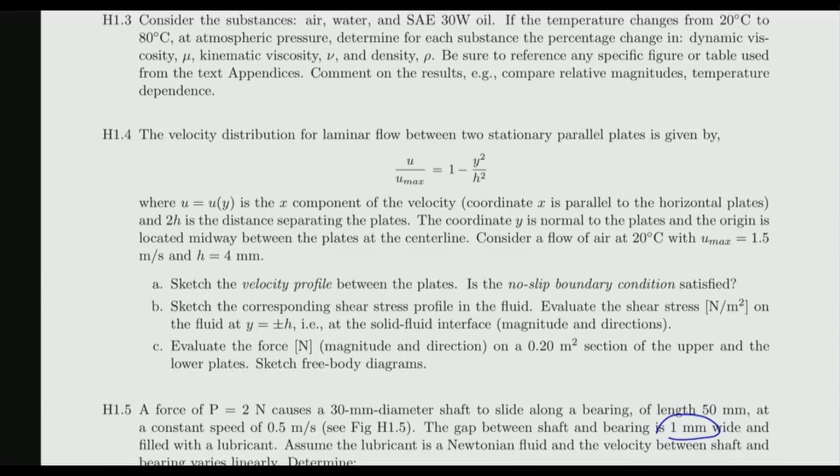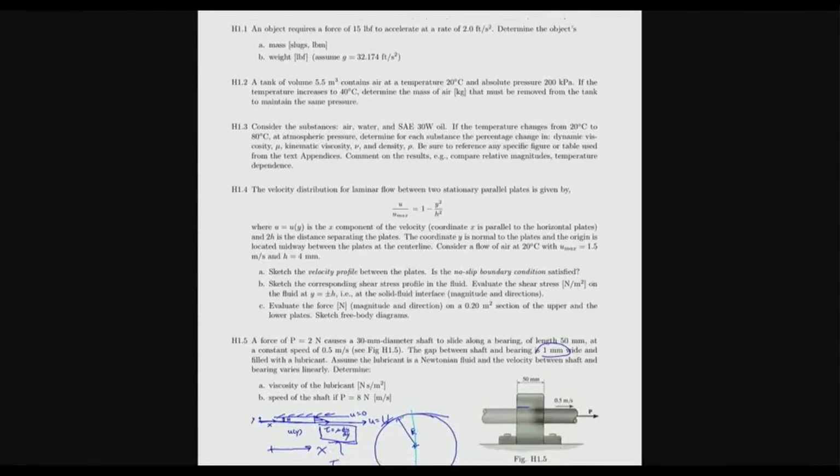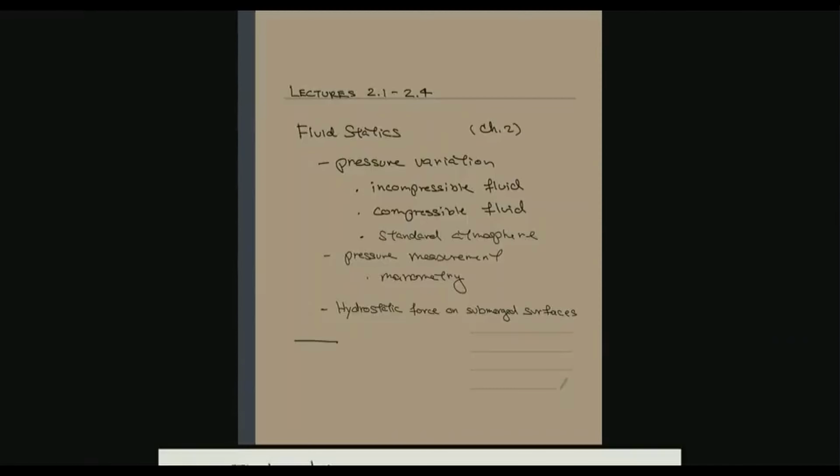Okay, let's move on. Since I spent so much time on the homework assignment today, I'm just going to refer to the notes, and I think we can go through the material a little faster if we just refer to the notes. So today is the 18th, and we're going to start fluid statics.